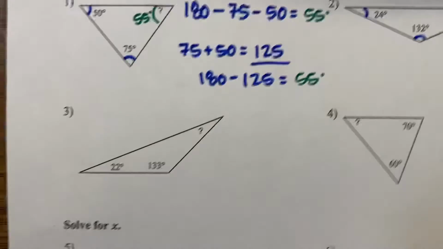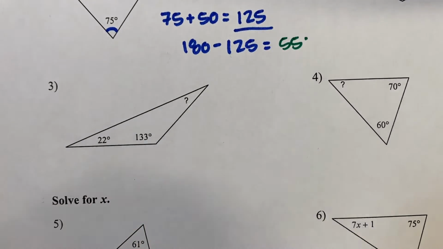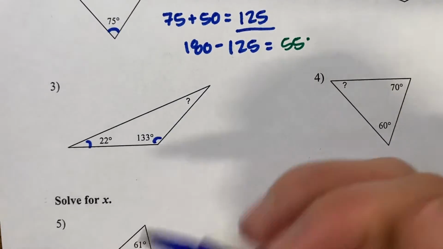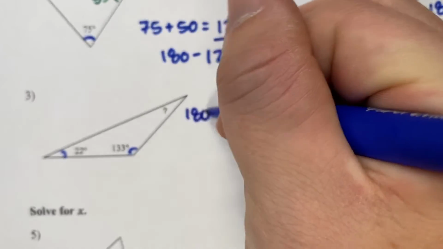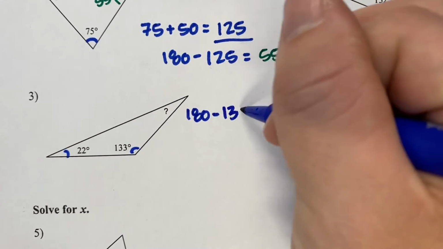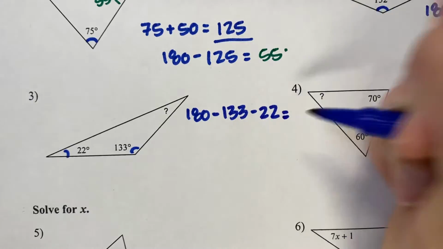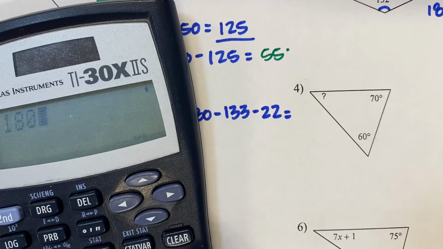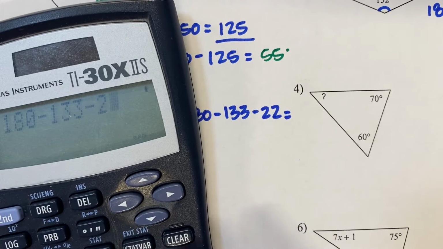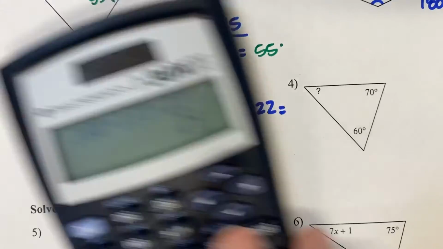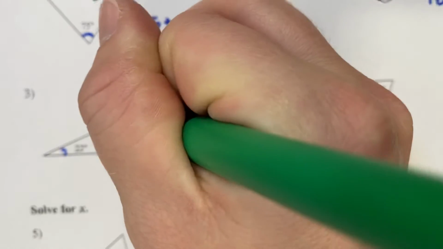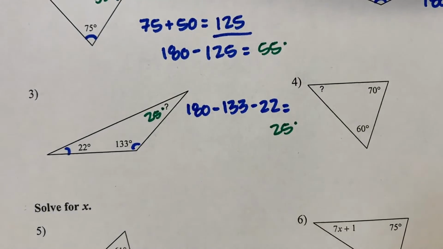Perfect. Let's do the same thing for number 3. Again, we're given a triangle. All triangles always have 180 degrees. It gives me these two angles, 22 and 133. So we start with our total number of degrees and subtract 133 and 22. We can do it in our calculator: 180 minus 133 minus 22. And I know that my third angle is 25 degrees. So this third angle right there is 25 degrees.